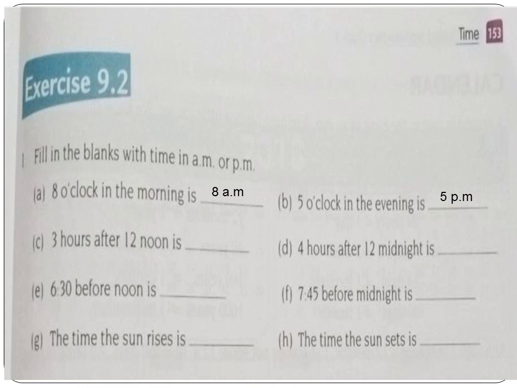3 hours after 12 noon: after 12, 1, 2, 3. So it is 3 PM. 4 hours after 12 midnight is 12, 1, 2, 3, 4. As it is after midnight, you get the next day, so it is AM. 6:30 before noon: before noon it is AM. Next, 45 minutes before midnight is 11:15 PM.